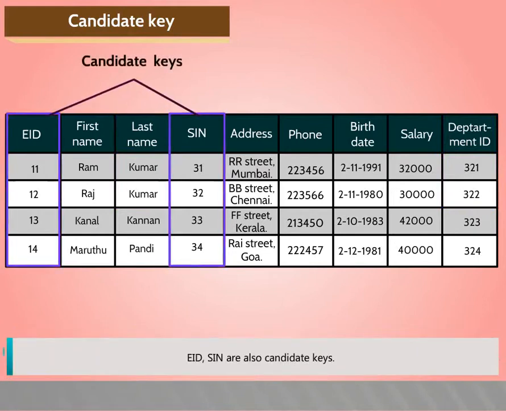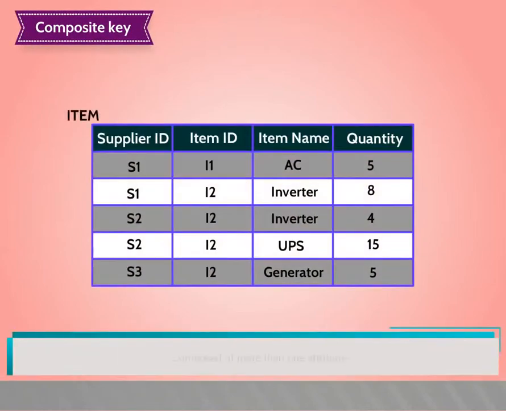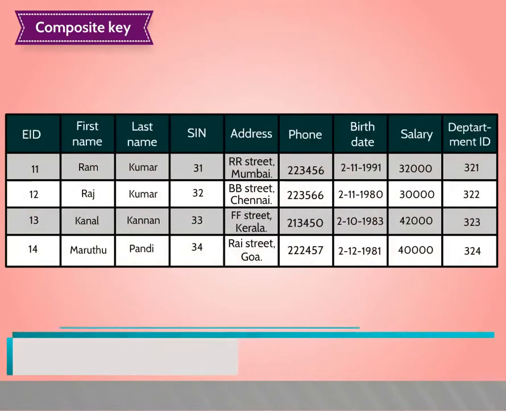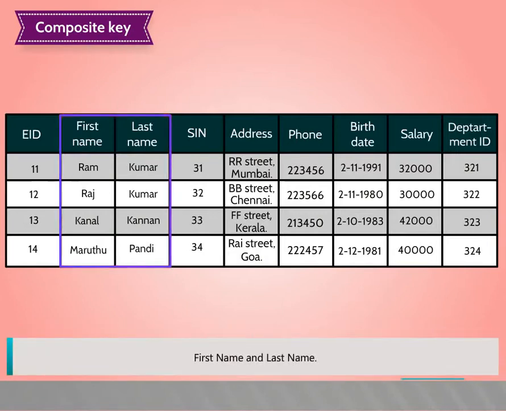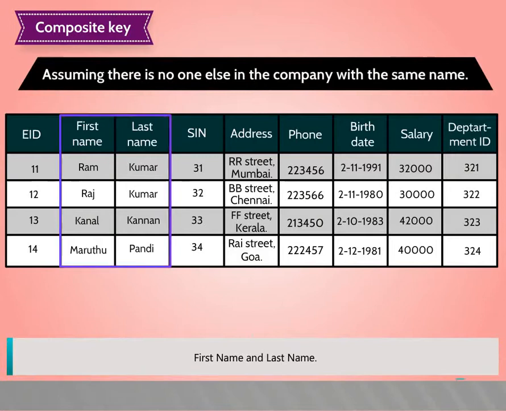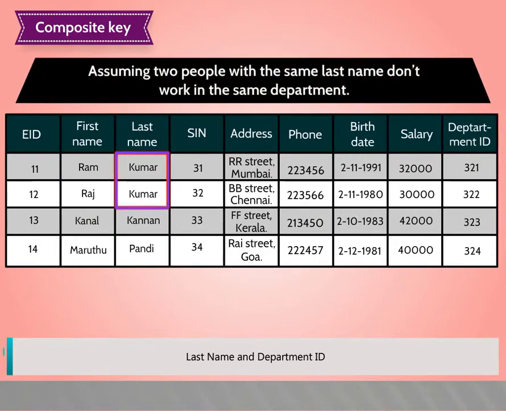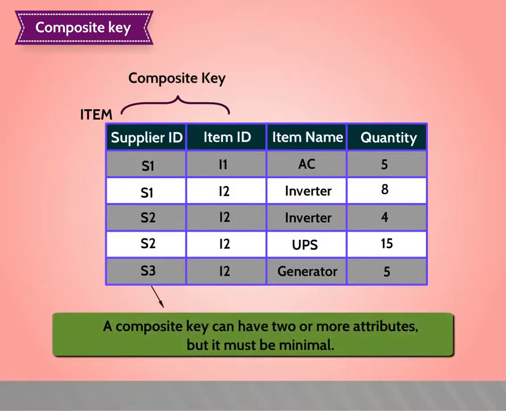EID, SIN are also candidate keys. Composite key, composed of more than one attribute. For example, first name and last name, assuming there is no one else in the company with the same name. Last name and department ID, assuming two people with the same last name don't work in the same department. A composite key can have two or more attributes, but it must be minimal.